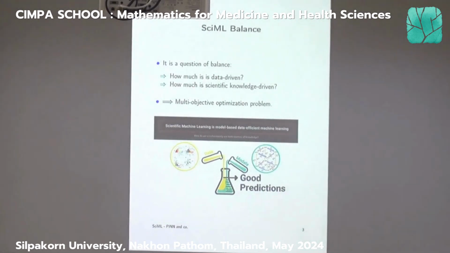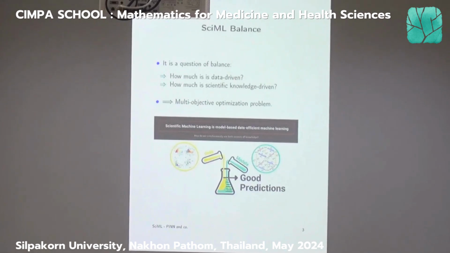Another way of looking at it is what I call the question of balance. How much should be data-driven machine learning? How much should use scientific knowledge? And the answer to that is to use what's called multi-objective optimization. This is one approach. There are other approaches.